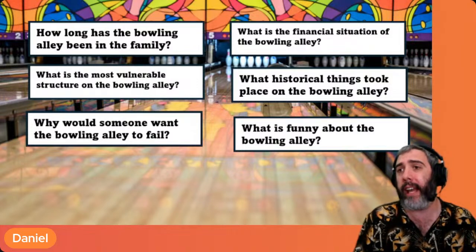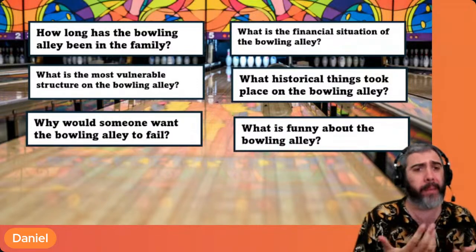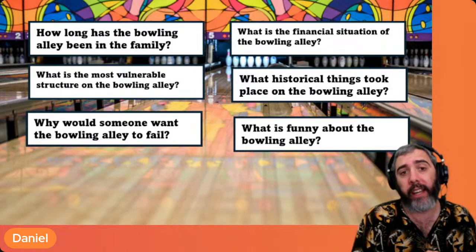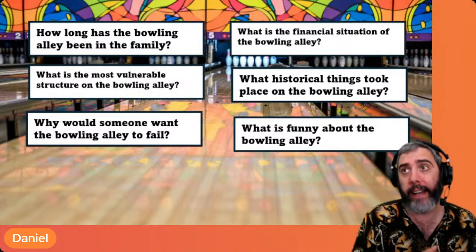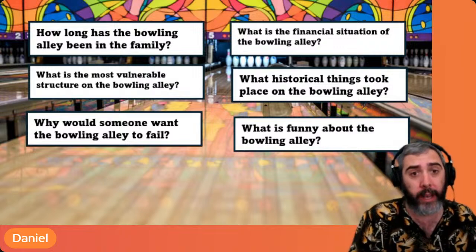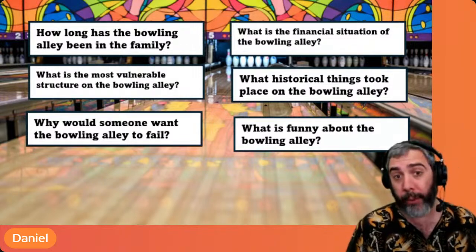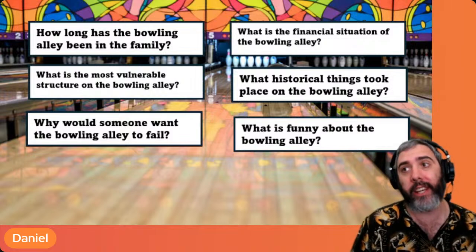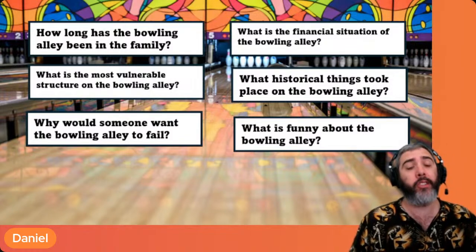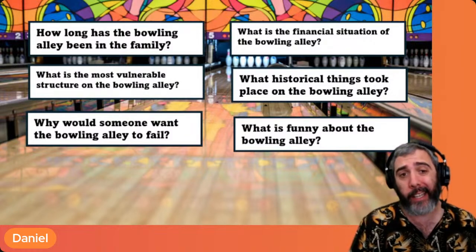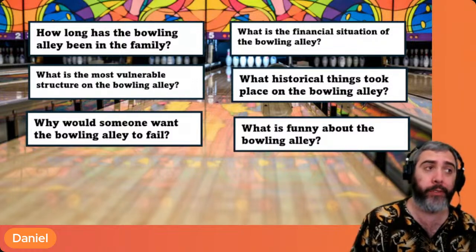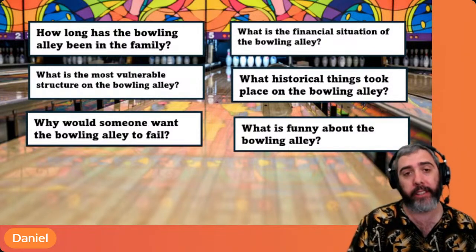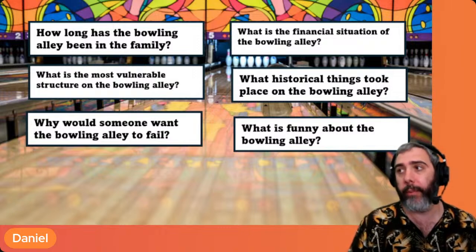Why would somebody want the bowling alley to fail? Maybe somebody wants the property for something, or maybe there's a rival company. And again, it doesn't have to take over your plot. It doesn't have to all of a sudden become some major subplot that they're worried that the bowling alley will fail or that the rival company does shady things. But just something as simple as them reacting to a deal that the other company is doing or undercutting them could reveal some character development and could make it feel more authentic.